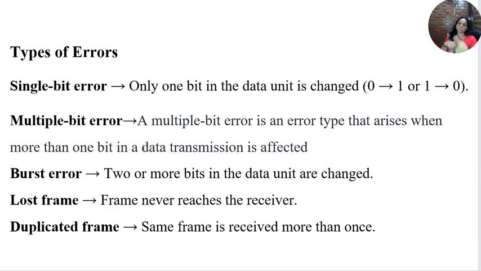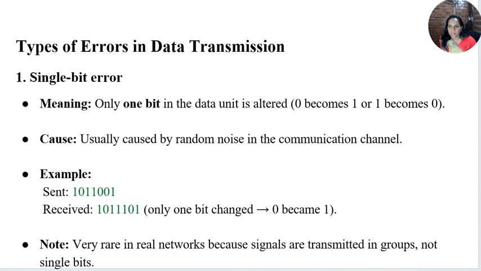Now we will move on to the types of errors. We have 5 types of errors: single bit error, multiple bit error, burst error, lost frame error and duplicate frame. In a single bit error, only one bit in the data is changed, that is 0 to 1 or 1 to 0. Multiple bit error is an error type that arises when more than one bit in the data transmission is affected. Burst error: 2 or more bits in the data unit are changed. A lost frame never reaches the receiver. A duplicate frame is the same frame received more than once.